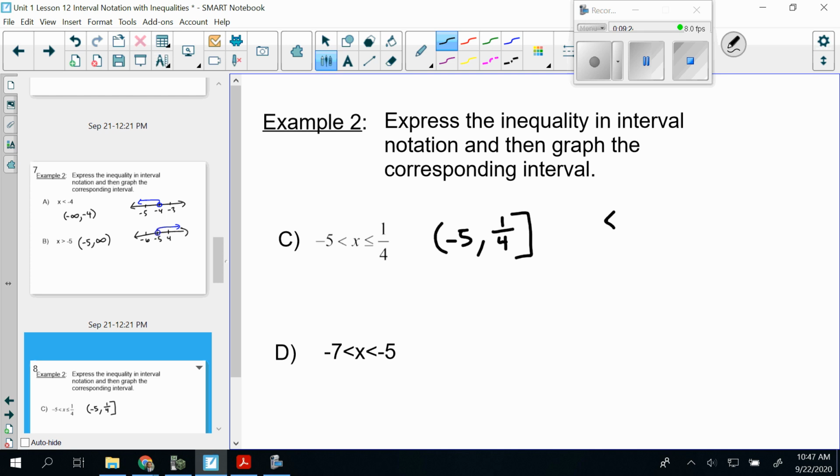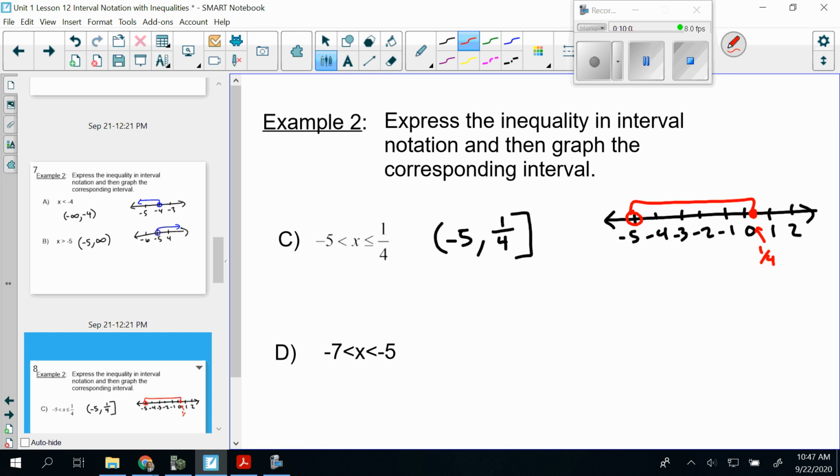Graphing this one, you would have -5. 1/4 is going to be somewhere between 1 and 2 on here, so open circle at -5. Probably about 1/4 of the way would be maybe like right here, a closed in circle there, connecting them. If you're not maybe right on a line on your graph, maybe include the label that this is at 1/4 here for that.